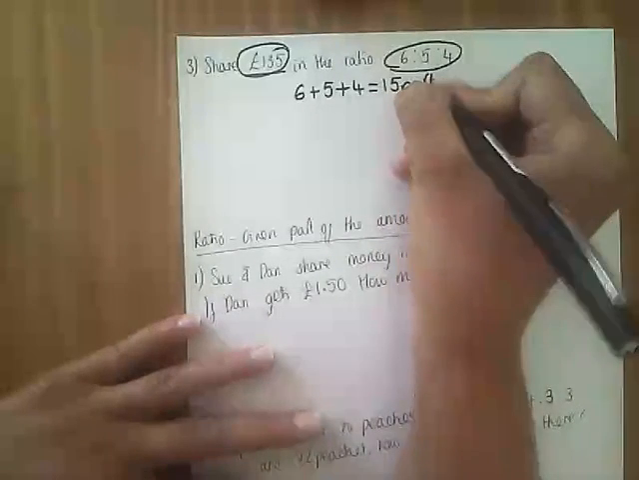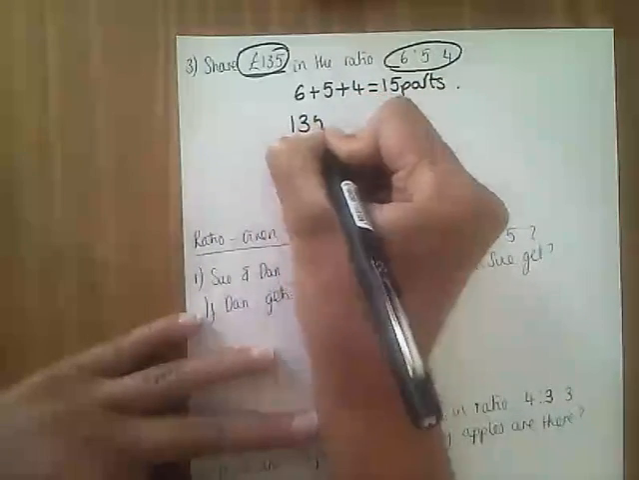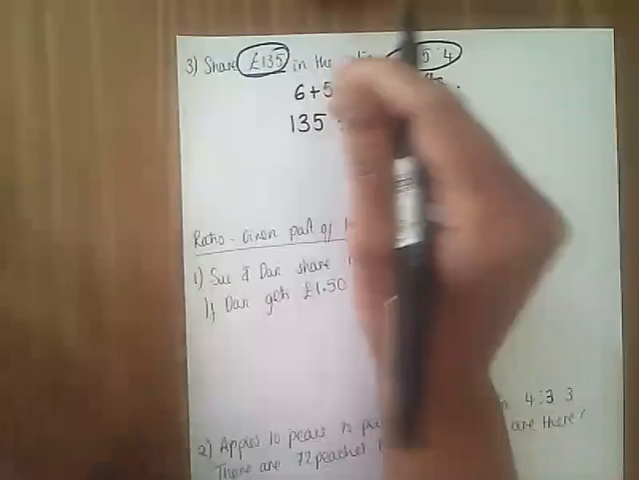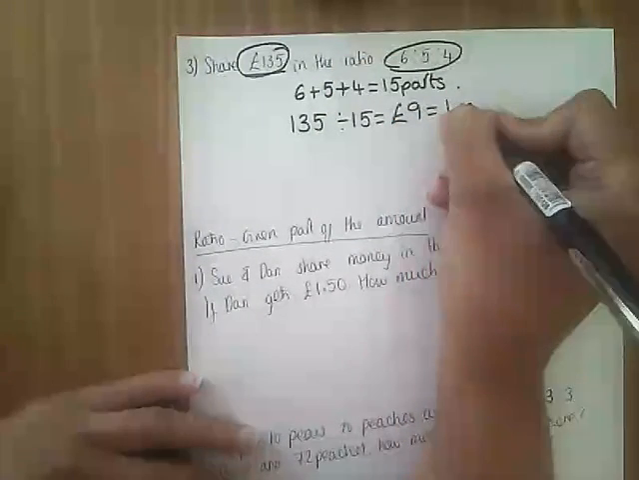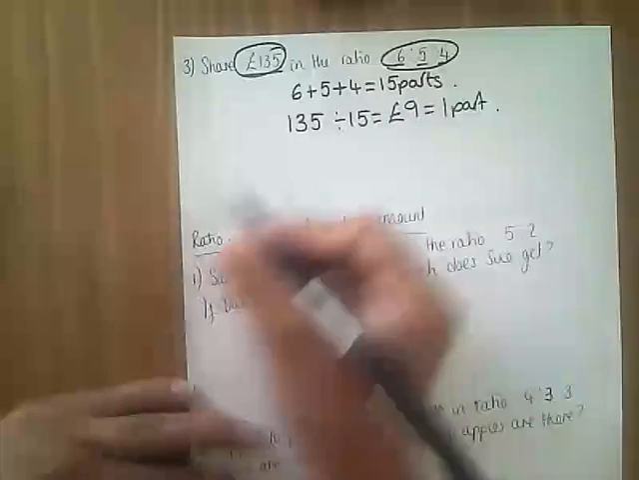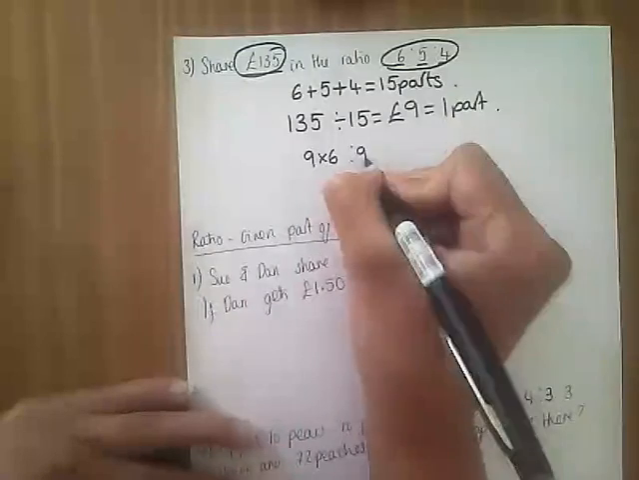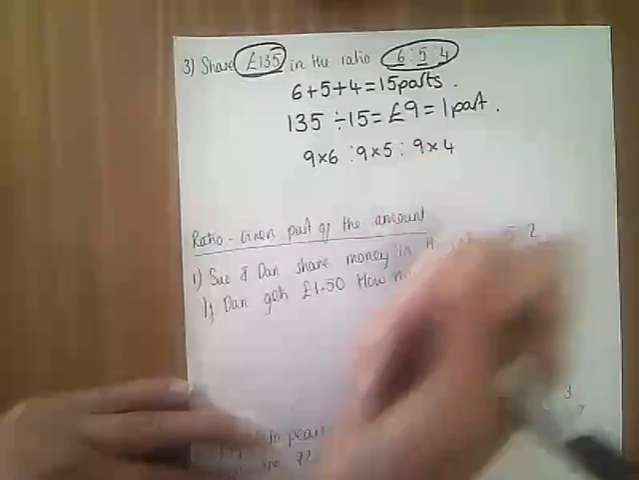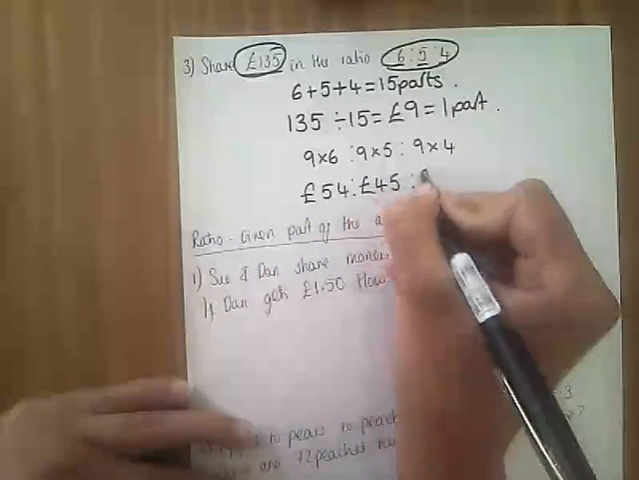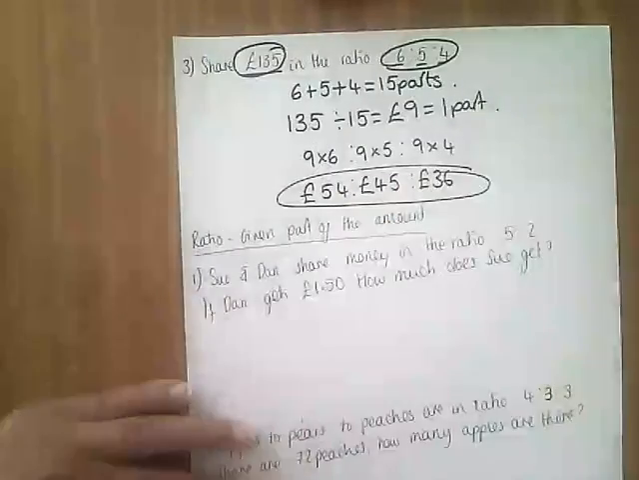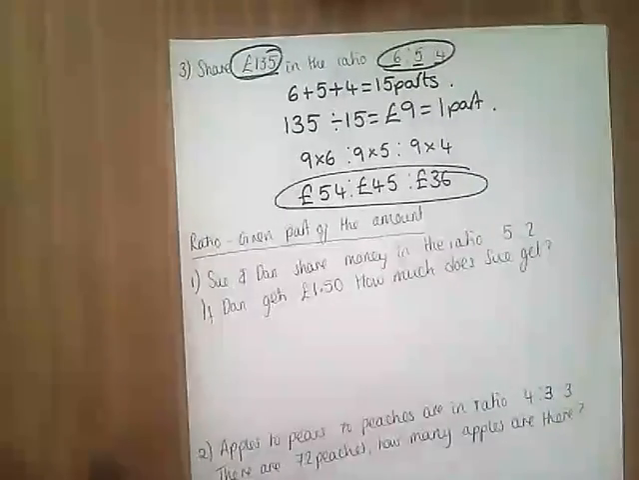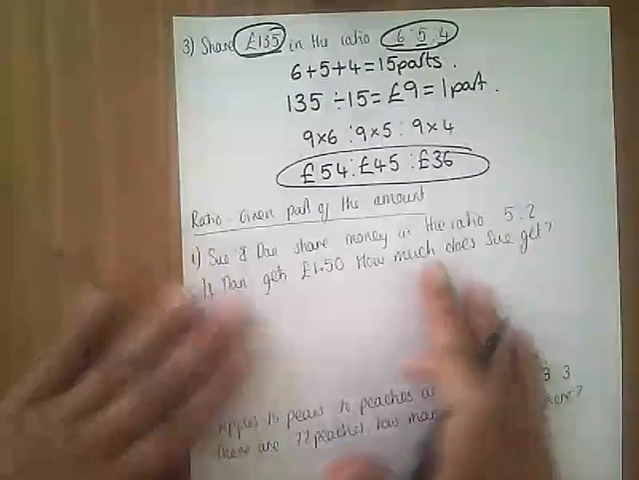15 parts in total. We are sharing 135 into 15 parts. So 135 divided by 15 should be 9. So each part is worth £9. We've then got to work out each bit of the ratio. So I've got to do 9 times 6, then 9 times 5, and then 9 times 4. So my ratio is going to be 54 to 45 to 36. And if you added those all together, it should give you 135. Right, digest that and come back for ratio when you've only been given part of the amount.